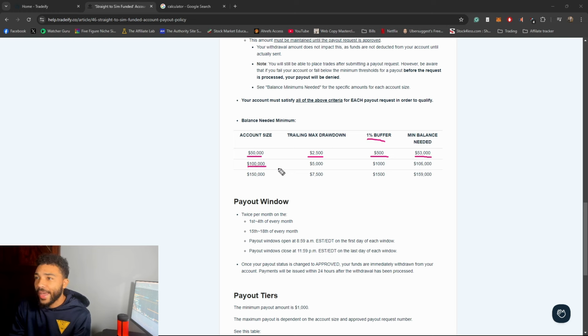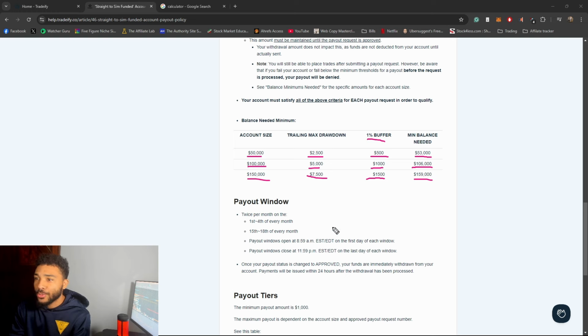The 100K account, it's going to be $5,000. You need $1,000 for their buffer. So it's going to be $106,000. And then the 150K account is going to be that same $7,500 for the trailing max drawdown. It's going to be $1,500 for that 1% buffer. So you need $159,000 in order to take a payout.